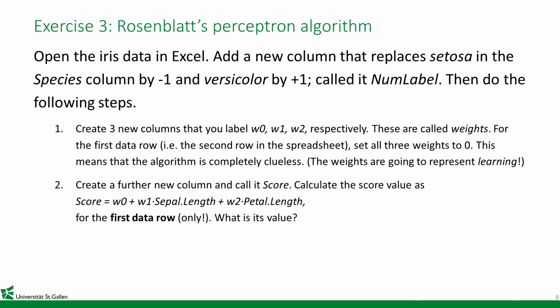We now continue by making 3 new columns, the columns being W0, W1, W2. These columns will represent the weights, and for the first row we will tell the algorithm that all the weights should equal 0. This represents that the algorithm is completely clueless. The algorithm can modify the weights in order to incorporate more knowledge about which attributes should belong to which species. We will see that the algorithm does so by incorporating new knowledge as it comes along, and in particular when it makes mistakes.